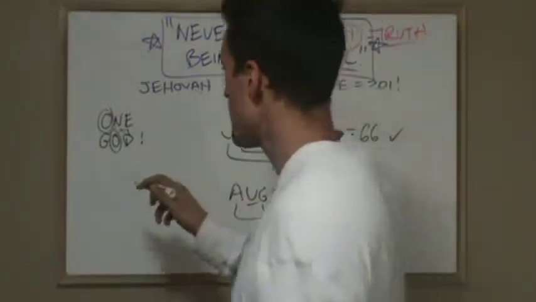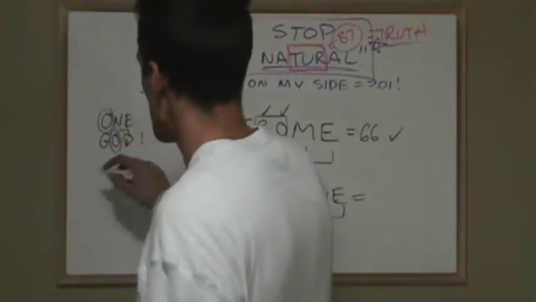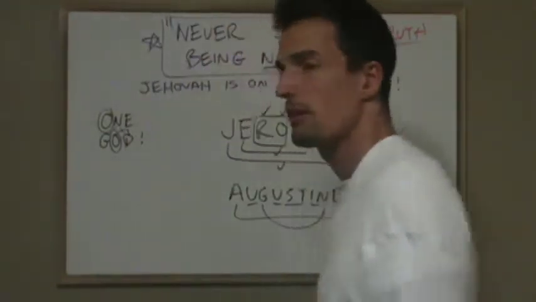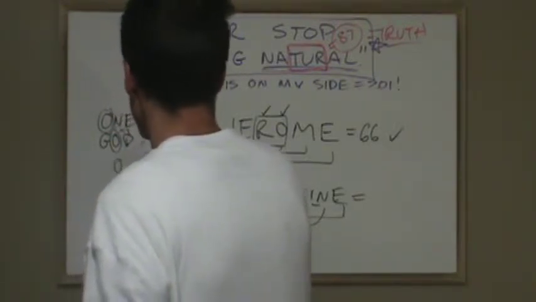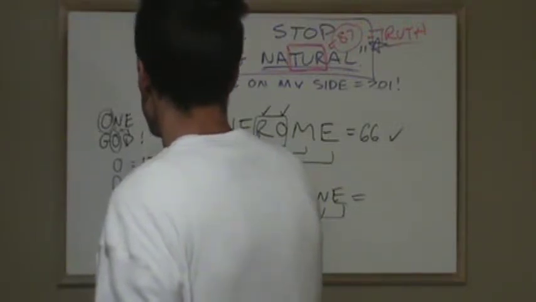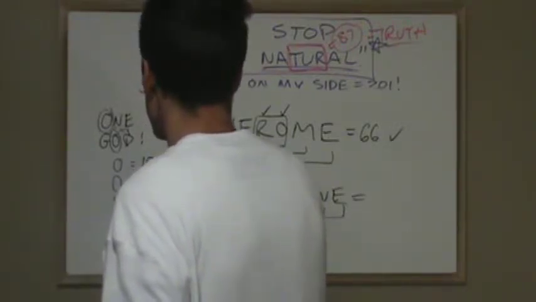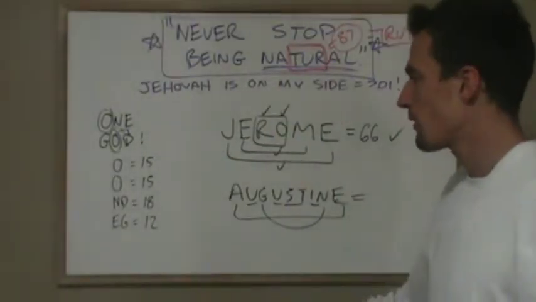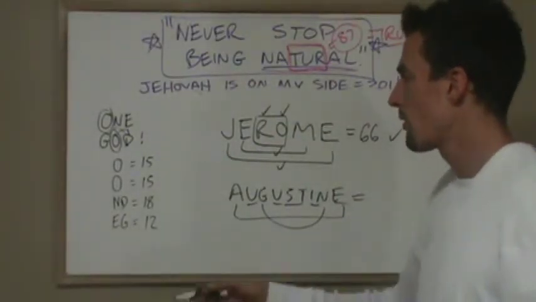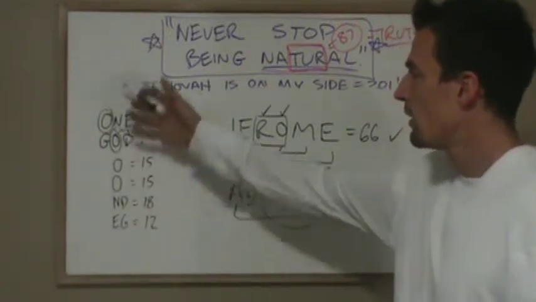In fact, I like that the best, because then it gets the most balanced teams and has the most interwovenness. So when you say one God, you're literally confessing the three in one, because the teams that you get are O equals 15, O equals 15, ND equals 18, and then EG equals 12. Look at how obvious these teams are for the number three, and they're all close to each other. The average value is 15. Three above, three beneath. One God.